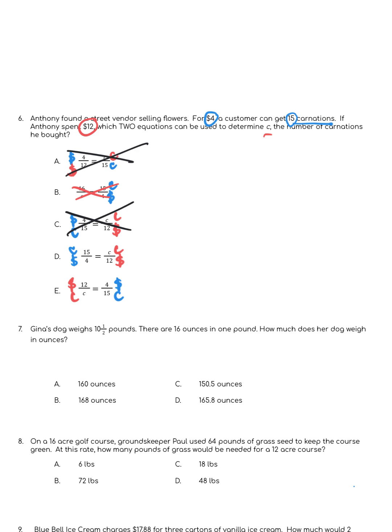We have carnations on top with carnations, and then money with money. And the labels that should go together, they go together. And D, money on top, carnations on bottom. And notice that the $12 goes with the C carnations and $4 goes with the 15 carnations. So my answer is going to be D and E.